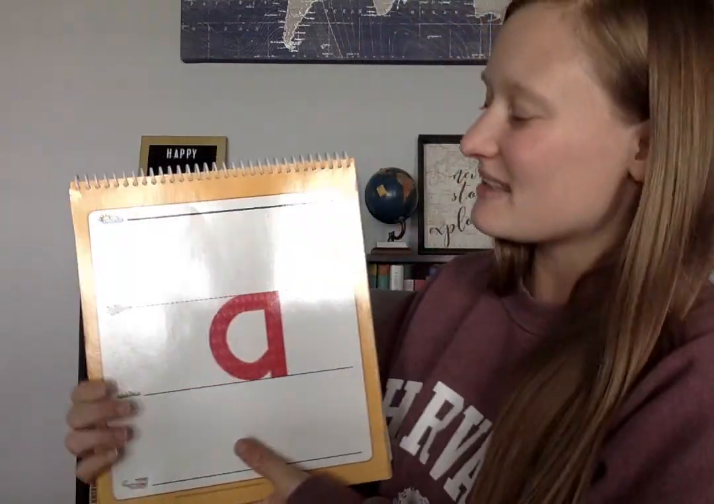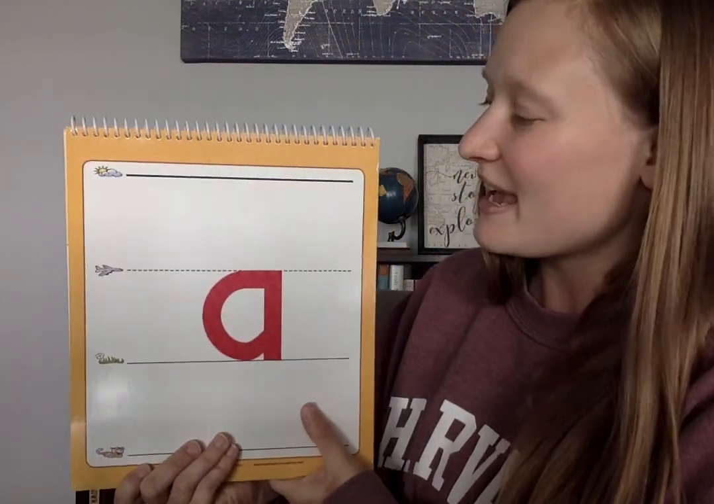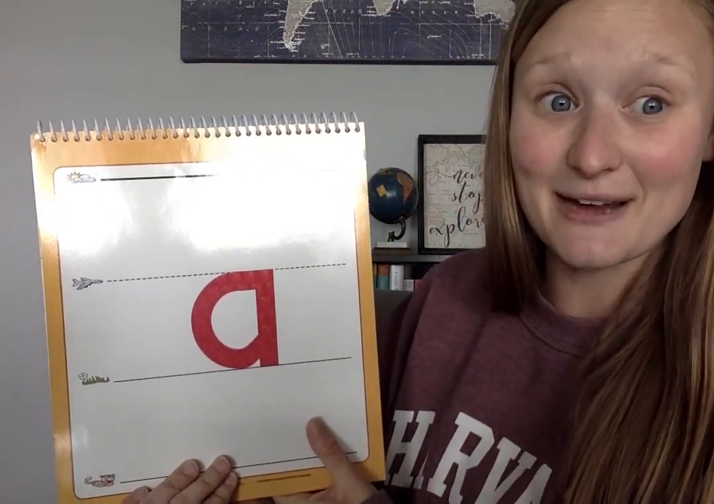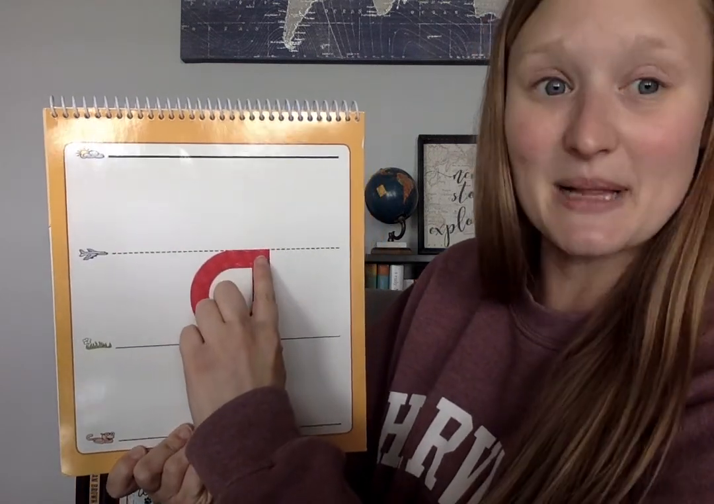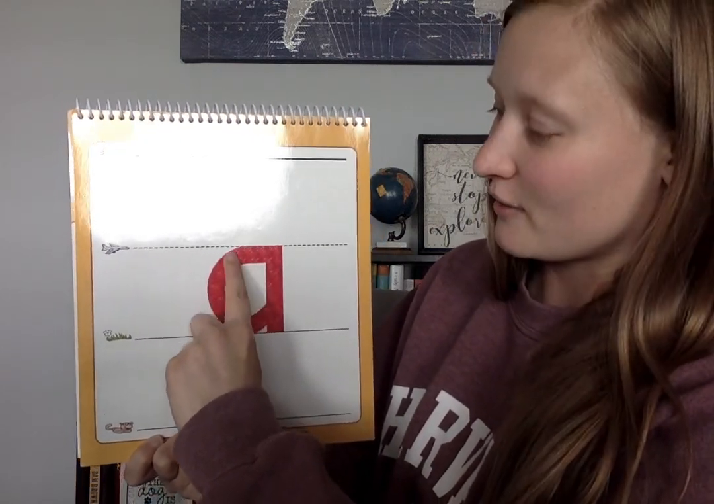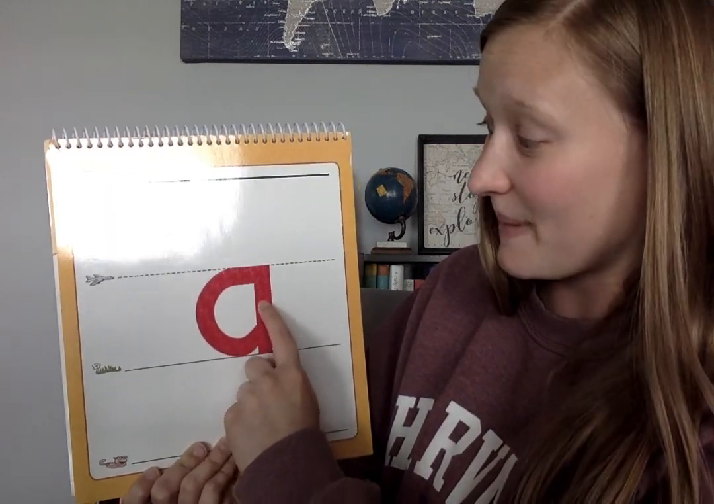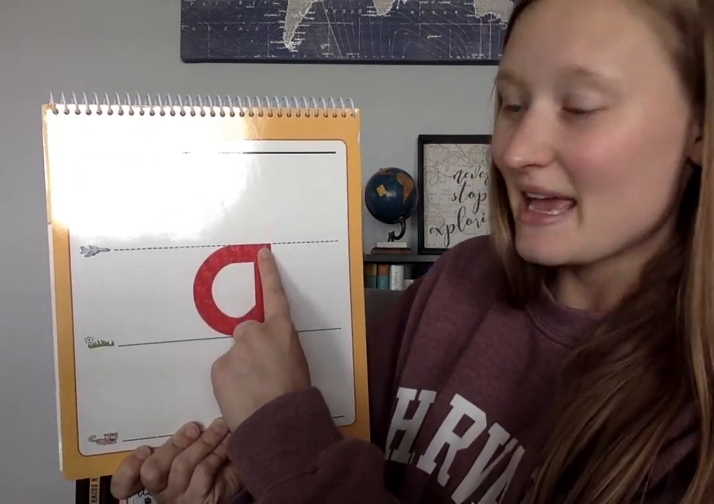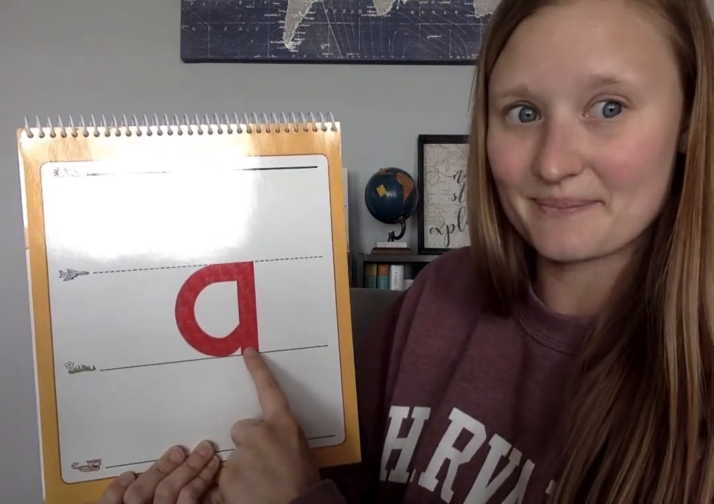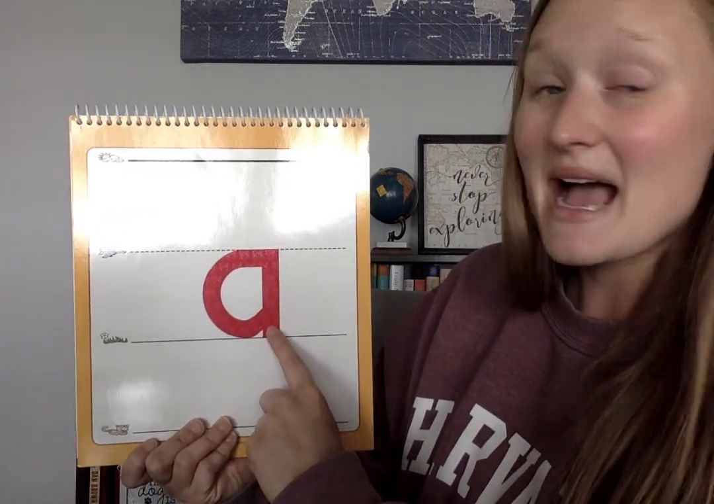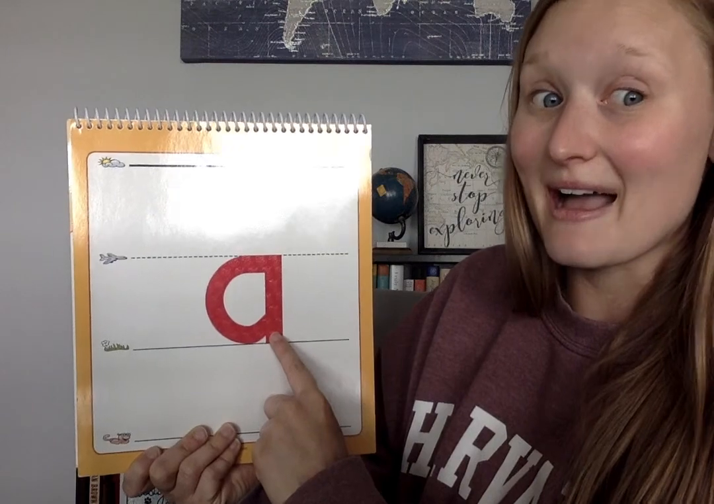The next letter we are going to practice is the letter A. A is a plain line round letter. Point to the plain line. Curve around to the grass line. Go all the way back up to the plain line and down to the grass line. A, apple, ah.